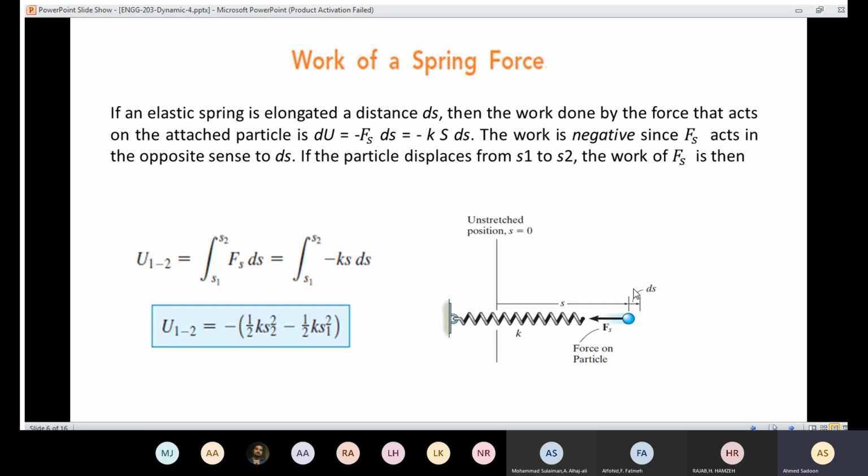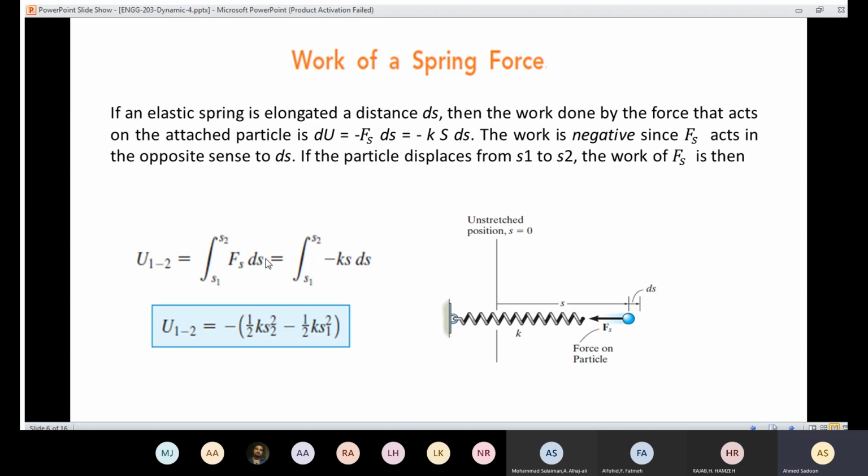Now the displacement is very small, only ds. What if I have a displacement from s1 to s2? Assume s1 is here and s2 is there. In that case, I need to integrate. I'm going to integrate from s1 to s2, the force Fs times ds, and we know that Fs is going to be negative. And if you recall from the previous lectures, the force acting on the spring is k times s, and the minus is for the opposite direction.